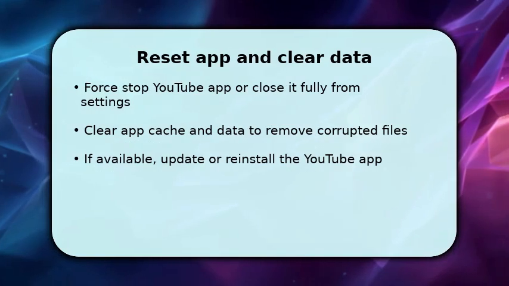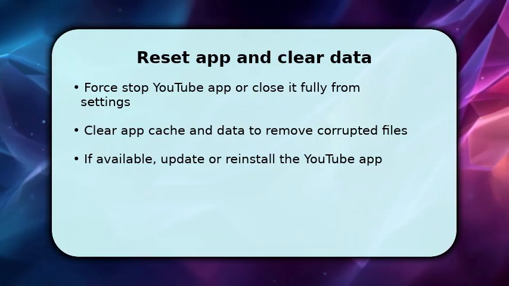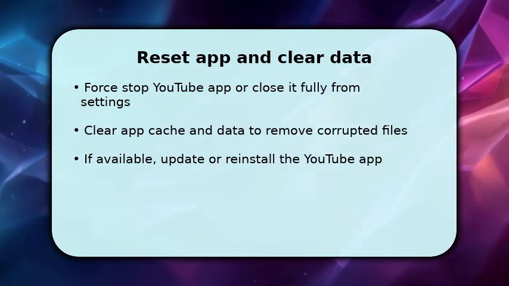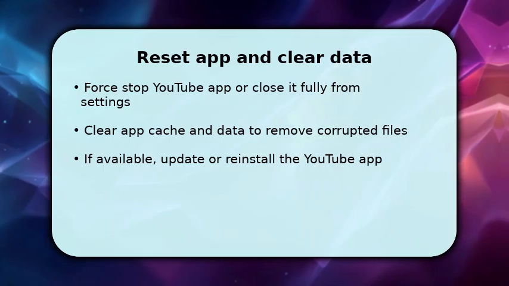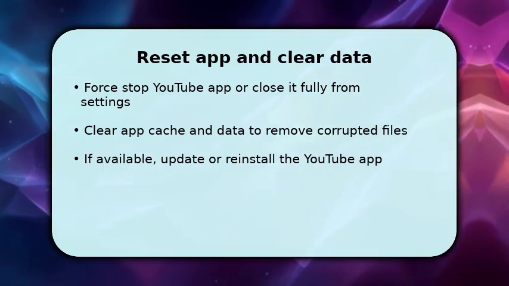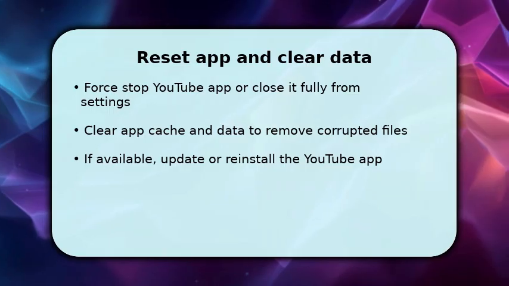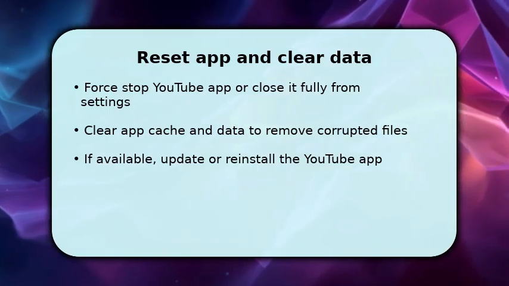Next, force stop the YouTube app and close it fully from the TV settings. This ends any hung processes. Then clear the app cache and data. That removes corrupted files and resets app-specific settings without affecting the TV system.